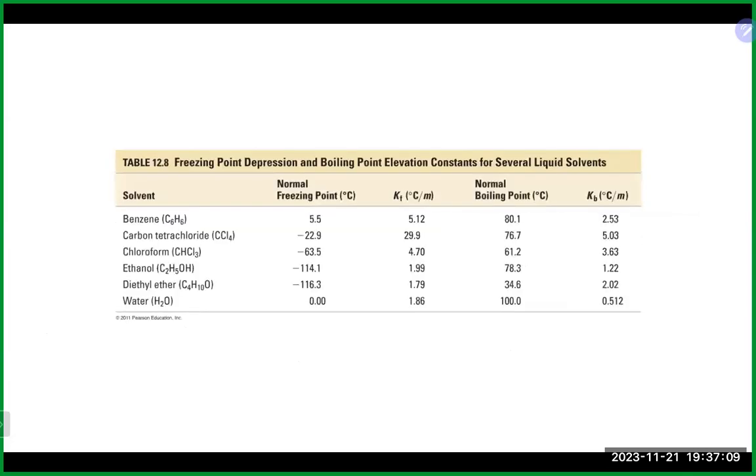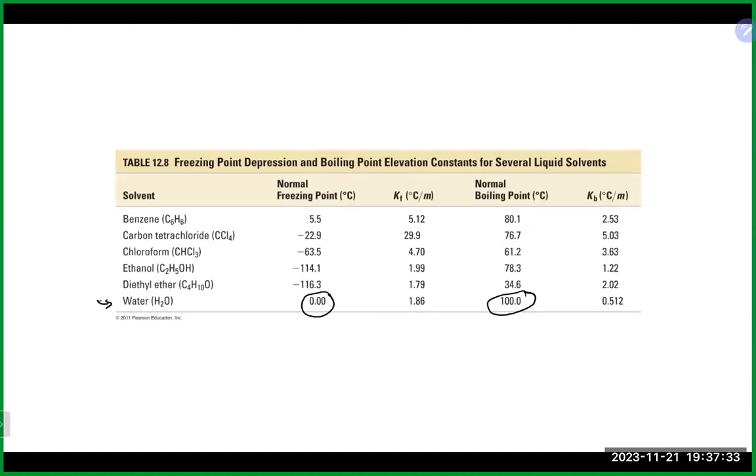All right, so let's take a look here. This is a table where you could look up these values. You obviously have one in your book that's similar. A couple of notes. Here's water, which is very commonly used. The normal freezing point is 0 degrees Celsius for water, and the boiling point is 100 degrees Celsius. It's 1.86 for our freezing point constant, and 0.512 for our boiling point constant.